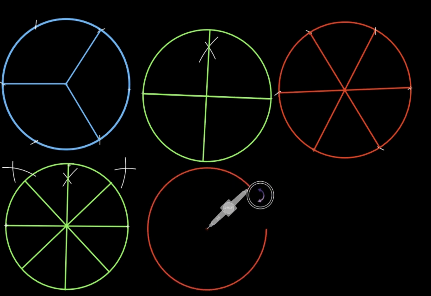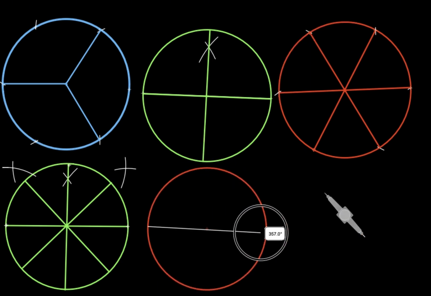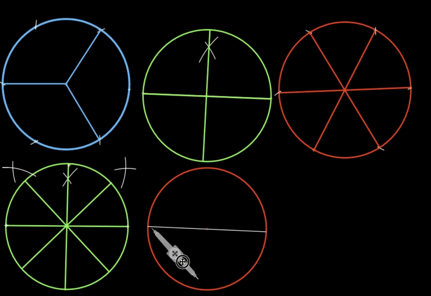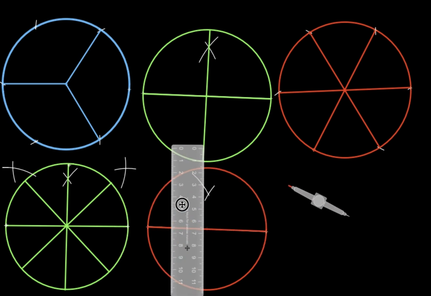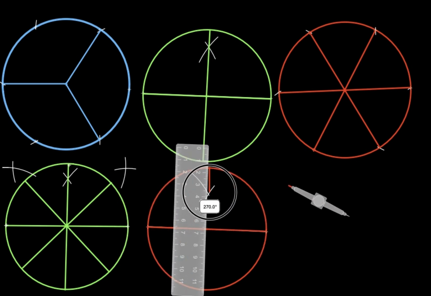Construct the circle and draw its diameter through the center. Construct a perpendicular bisector through the center to obtain the vertical diameter. The circle is divided into 4 equal parts.